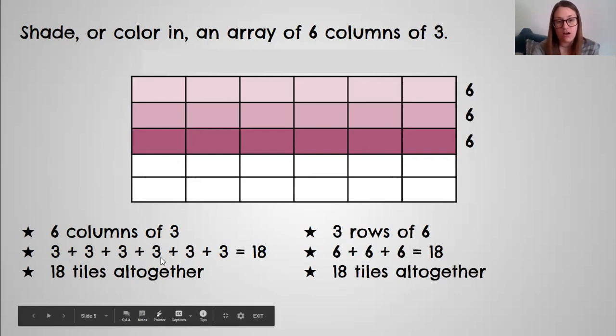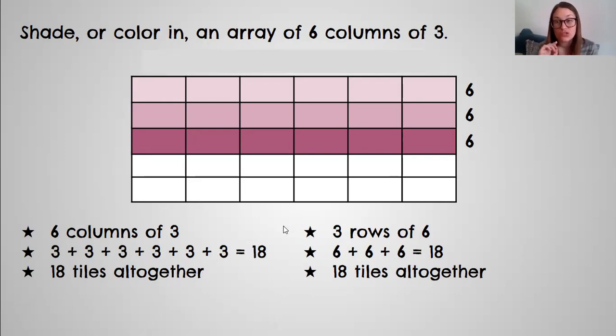When we look at columns, it's 18. When we look at rows, it's 18. How many tiles altogether? 18, 18. Doesn't change. What does change is how you're looking at it. Are you looking at rows or are you looking at columns? Does that mean that one is true and the other isn't? No, just a different way of looking at things.